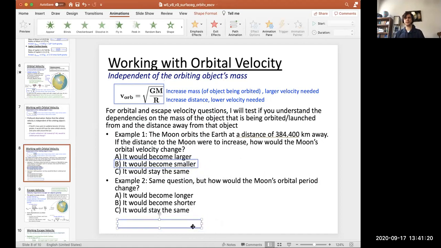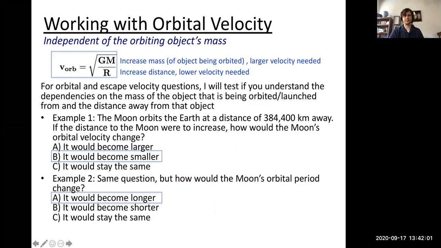All right, so this next one. Same question, but how would that change the orbital period? So if the orbital velocity is smaller, it's moving slower. It's also technically not only moving slower, but it's going around a bigger orbital path because it's farther away. But it doesn't matter because it's moving slower. So if it's moving slower, it's going to take it longer, right? So its orbital period would become longer. And there we have our answers.